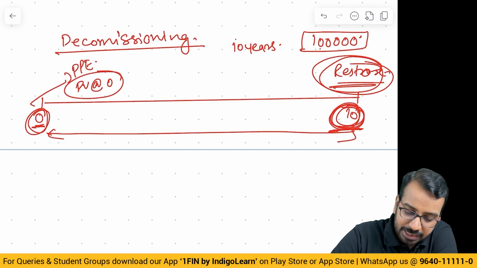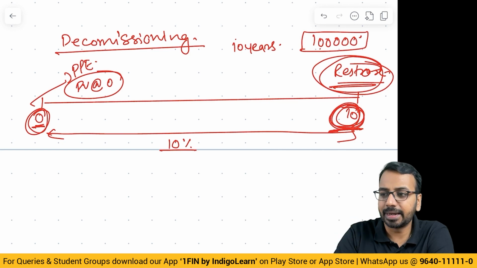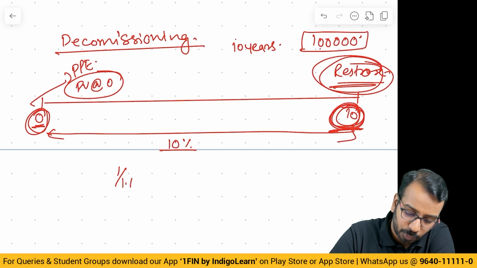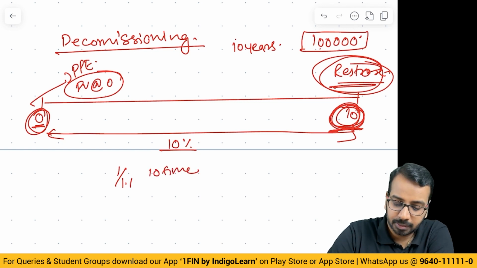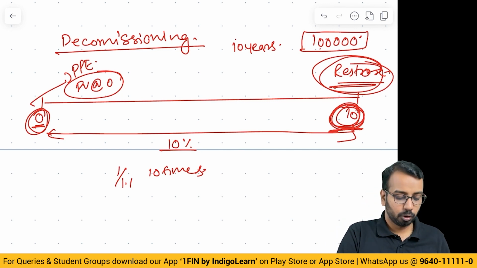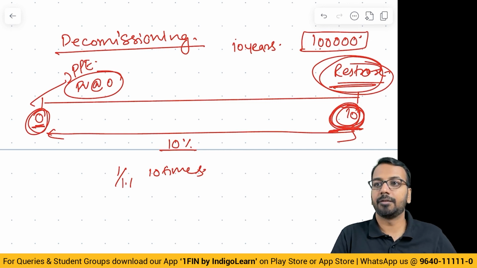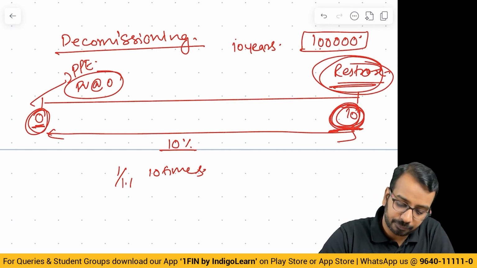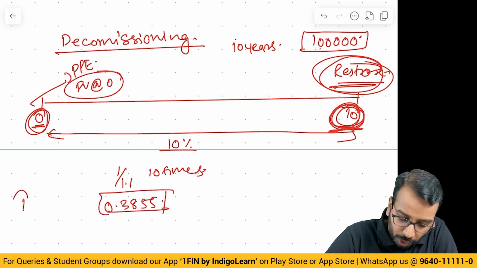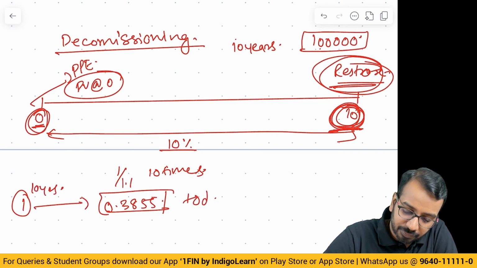How do we do that? Let us say the rate is 10%. You can take your calculator, 1 divided by 1.1, and do it 10 times. I'll just use the calculator: 1 divided by 1.1 to the power of 10. If we do, we get 0.3855. This is what 1 rupee spent at the end of 10 years is equal to today: 0.3855.